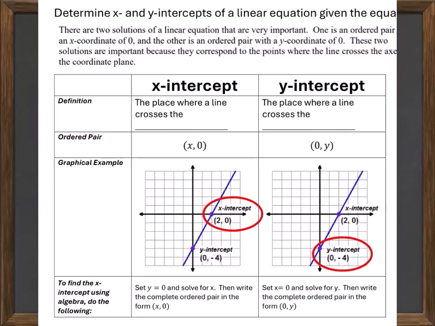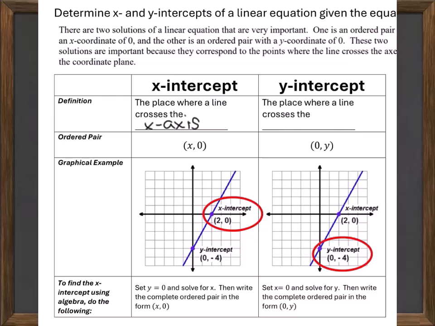The x-intercept is the place where a line crosses the x-axis, as the name suggests, right? So if I look at this picture here, right here is the blue line. And the blue line is crossing the horizontal axis at the point (2, 0). So (2, 0) is the x-intercept.